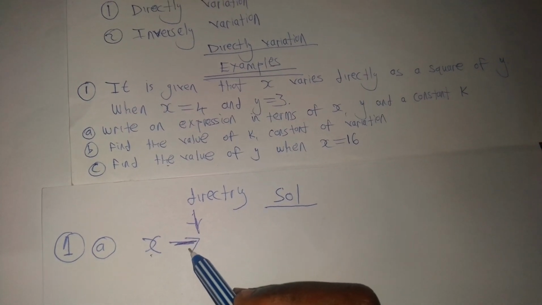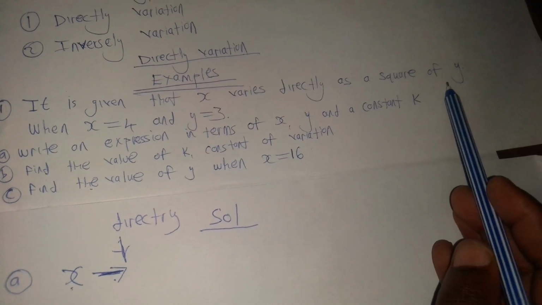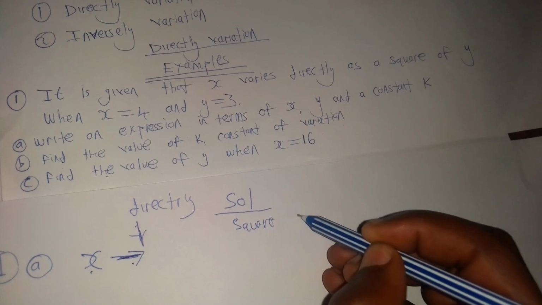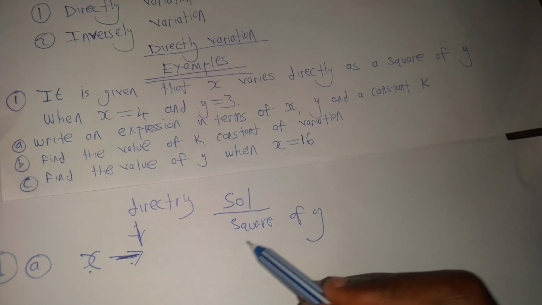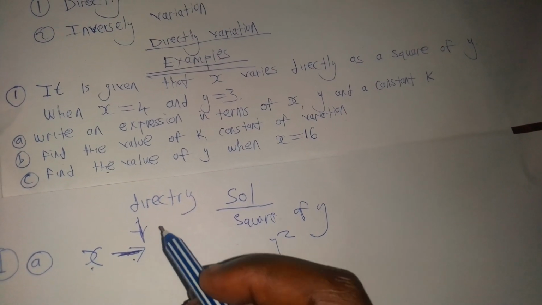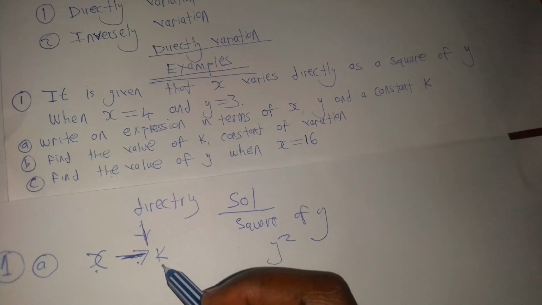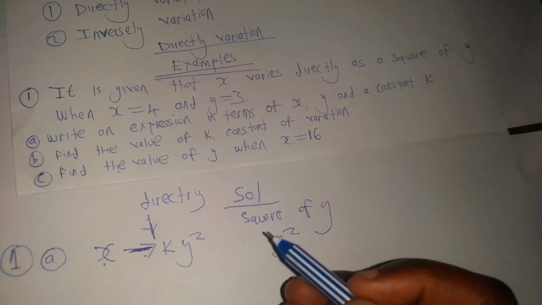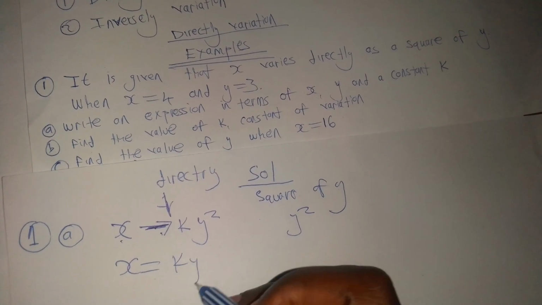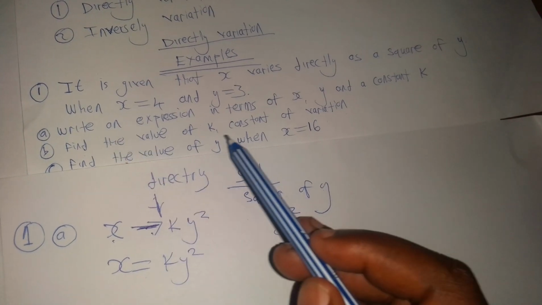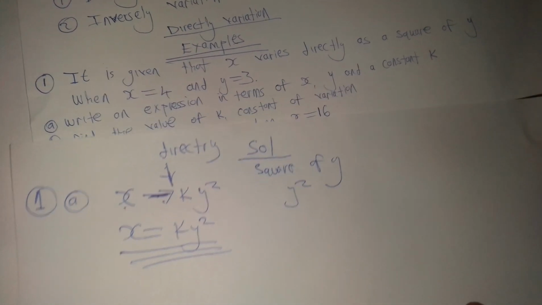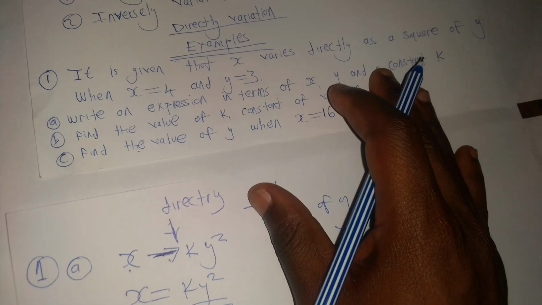X varies directly as a square of y. You see that? So square of y means y power 2. Now, immediately after direct, you put a k. So this k is a constant of variation. Then you put y power 2. This arrow now you can change to an equal sign. It becomes x equals k y to the power 2. So that is the expression in terms of x, y, and a constant k, which means we are done with question 1.